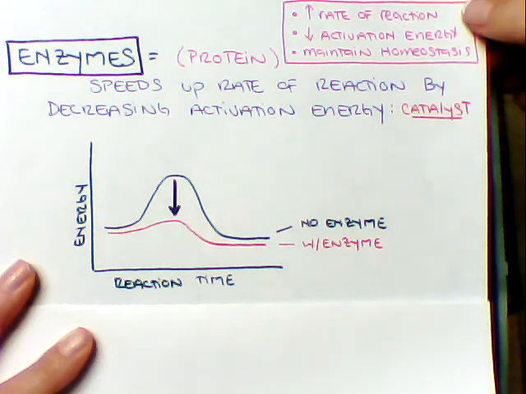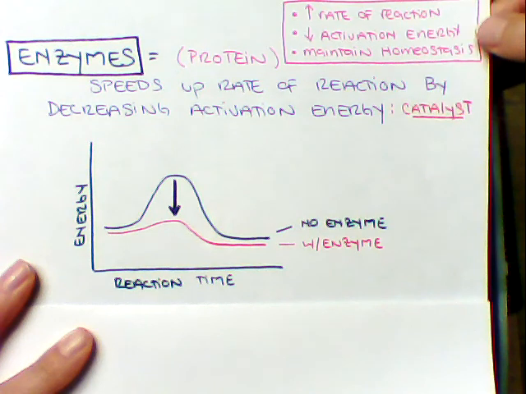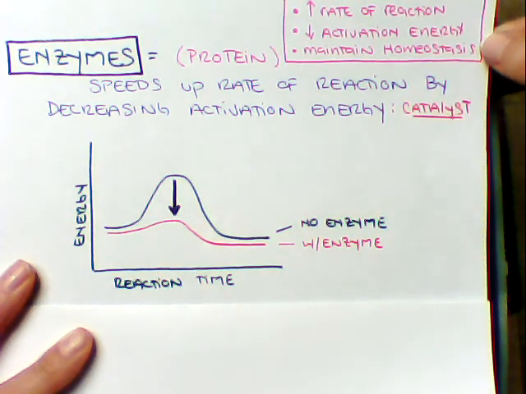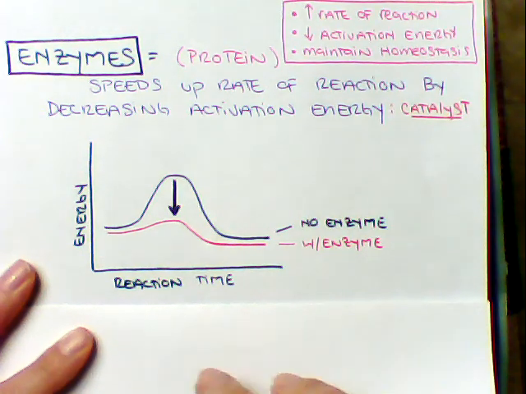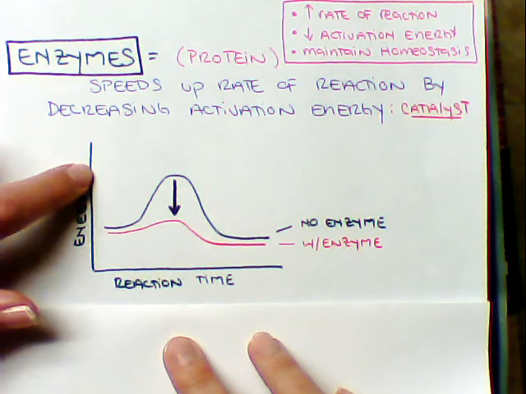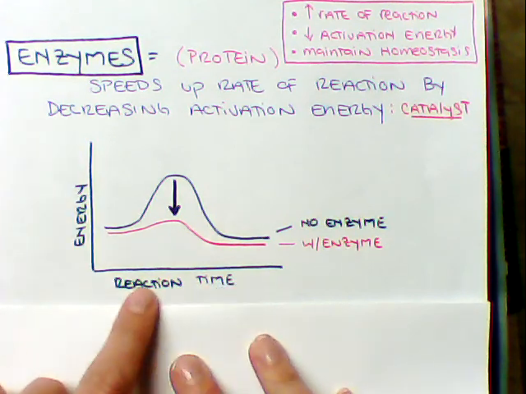Now, enzymes, make sure you guys write down, there's 3 jobs for them. They increase the rate of reaction. They will decrease the amount of energy that we need. And this overall helps your body maintain homeostasis. So here is a graph, shows the amount of energy that we need, super high, super low, and then of course our reaction time.